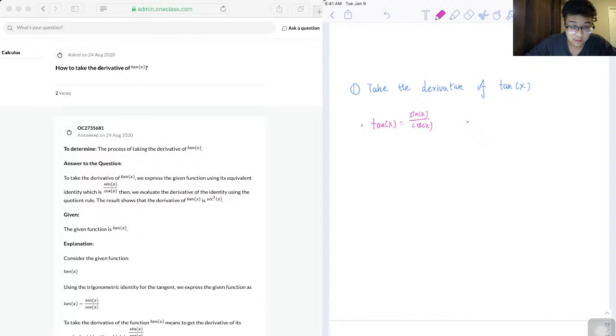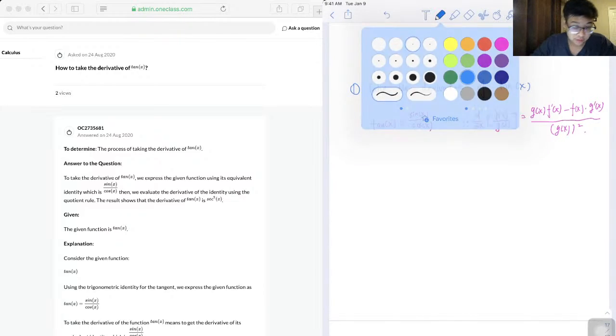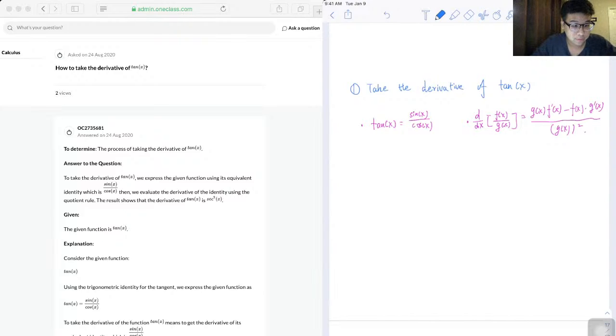And the second thing is the quotient rule for derivatives. It can be represented by d dx. If we have a function f(x) over g(x), this will be equal to g(x) times the derivative of f(x) minus f(x) times the derivative of g(x), over g(x) squared. By knowing these two things, let's go to our question.